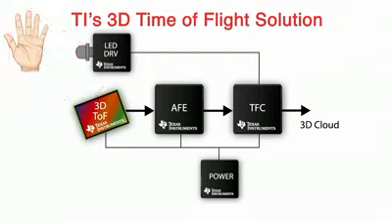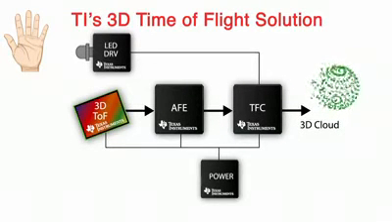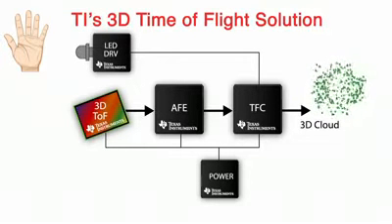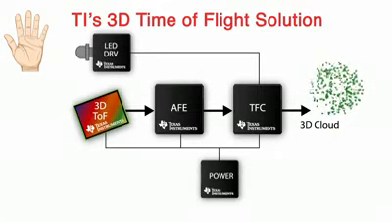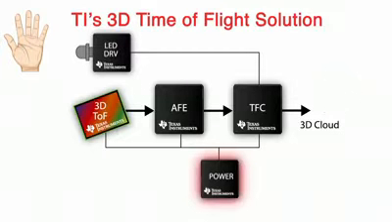That image output is then processed by the analog front end, which digitizes it and converts it into the time-of-flight controller. The time-of-flight controller takes that raw pixel depth image and creates what we call a 3D cloud, which is used by the application layer or the middleware to interpret the gesture or to interpret the object. In addition, TI has a wide selection of power management devices which can be used to analyze this technology as well.